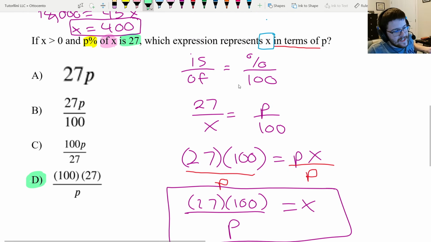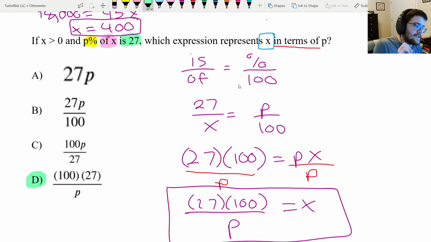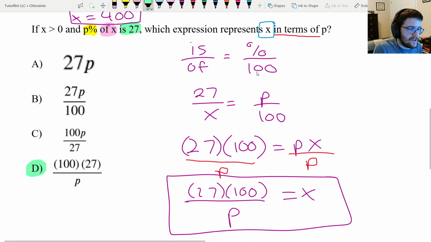So you see, especially if you come across a hard question like this, it makes it so much easier if you just have something to look at before you start doing the question. Lots of people don't like this, but I still think there's a lot of value in the is over of equals percent over 100 equation. It helps a lot. All right, let's move on to the next skill.